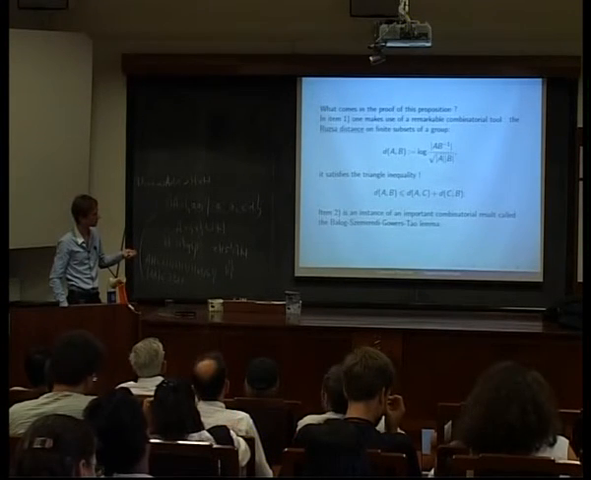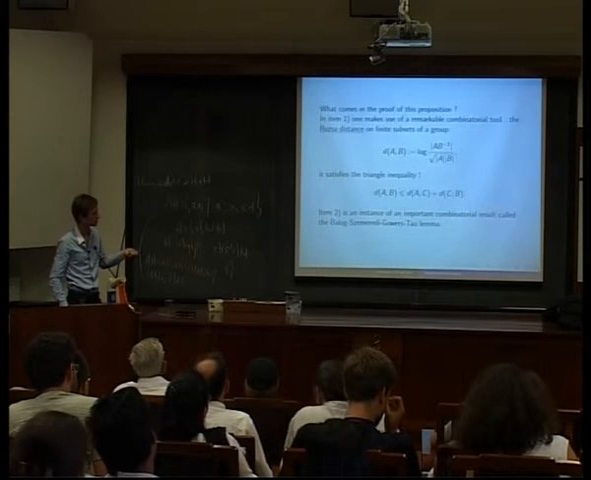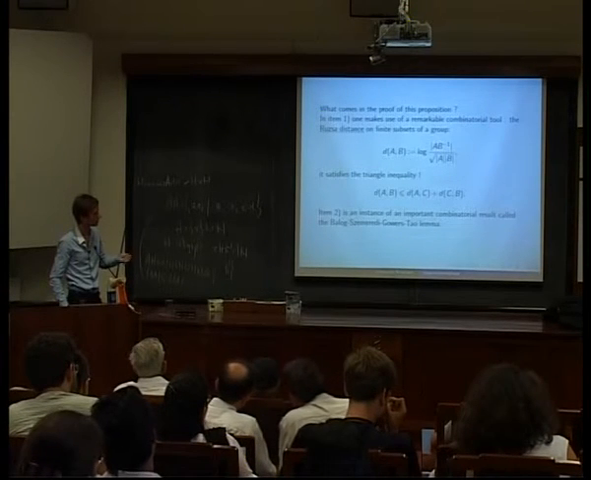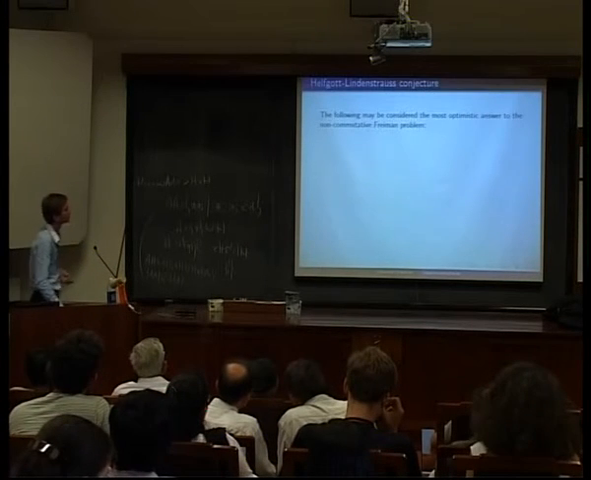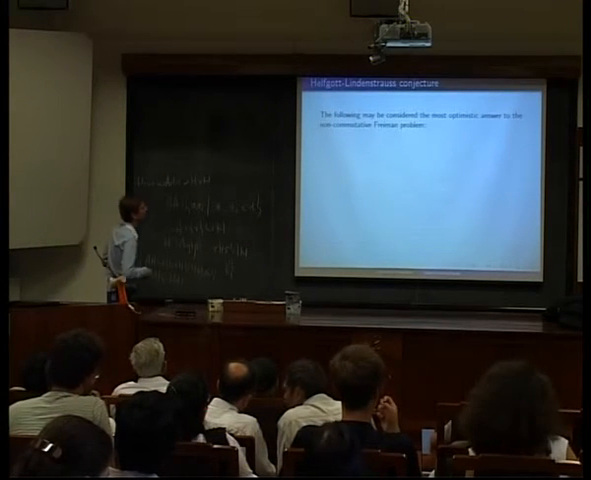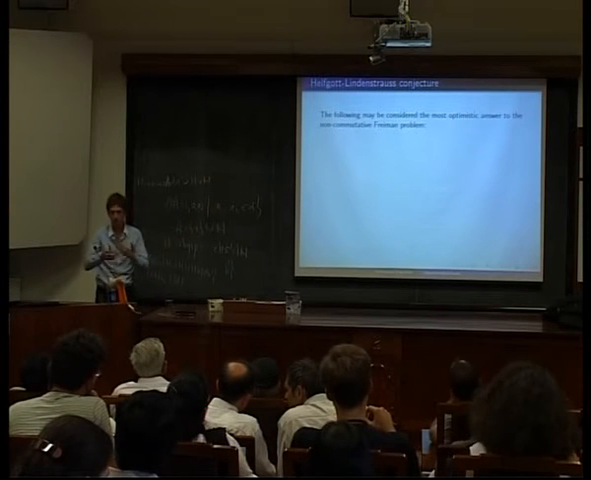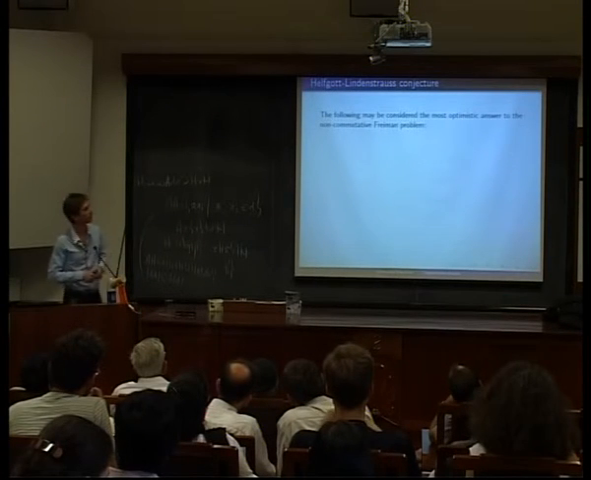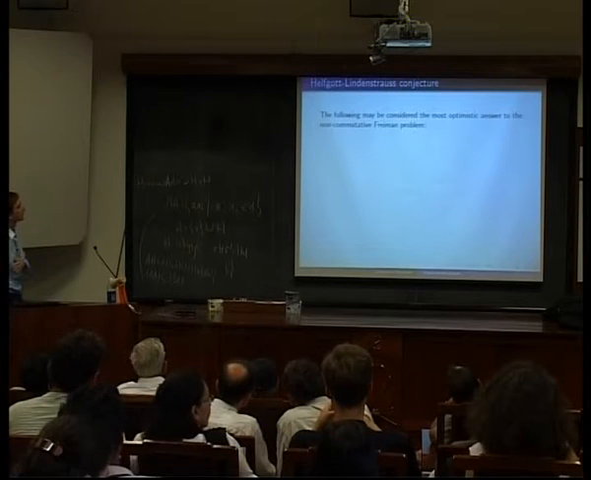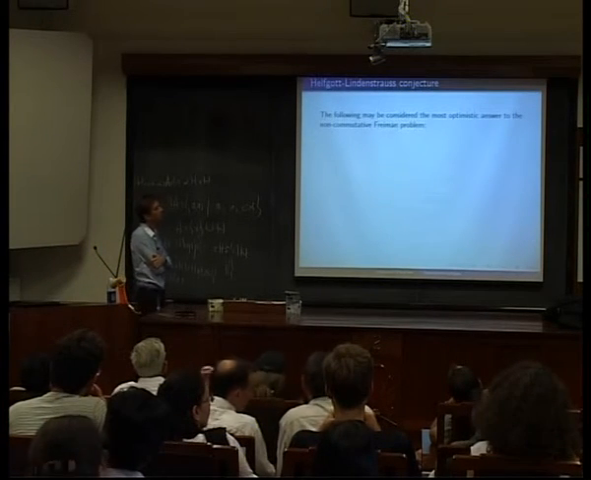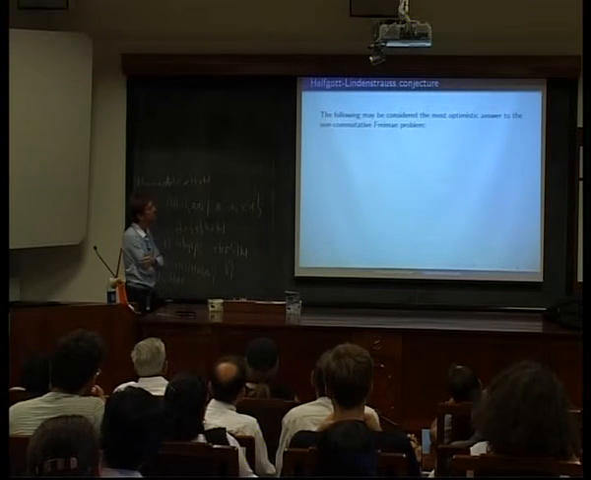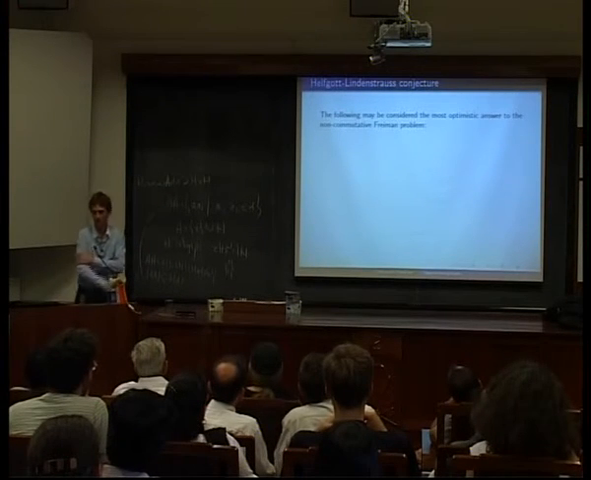Item 2, in the proposition, on the other hand, is much harder. It relies on the so-called Balog-Szemerédi-Gowers theorem, or lemma. So this was just to tell you the basic propositions of approximate groups and what they are. And here is what we believe is probably the most optimistic answer to the non-commutative Freiman problem.